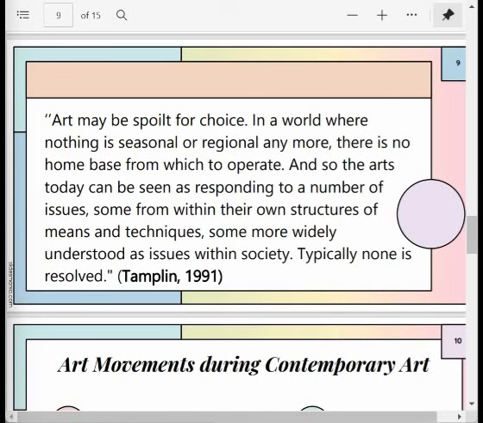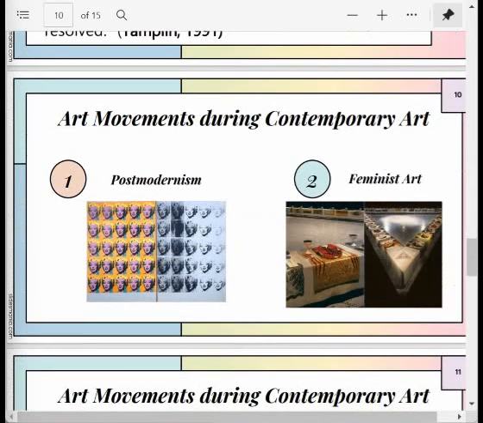Okay? So, the 1970s marked the beginning of contemporary art, which extends through the present day. This period is dominated by various schools and smaller movements that emerge. Okay? And yeah, ito yung mga different art movements na napapaloob during the contemporary art.